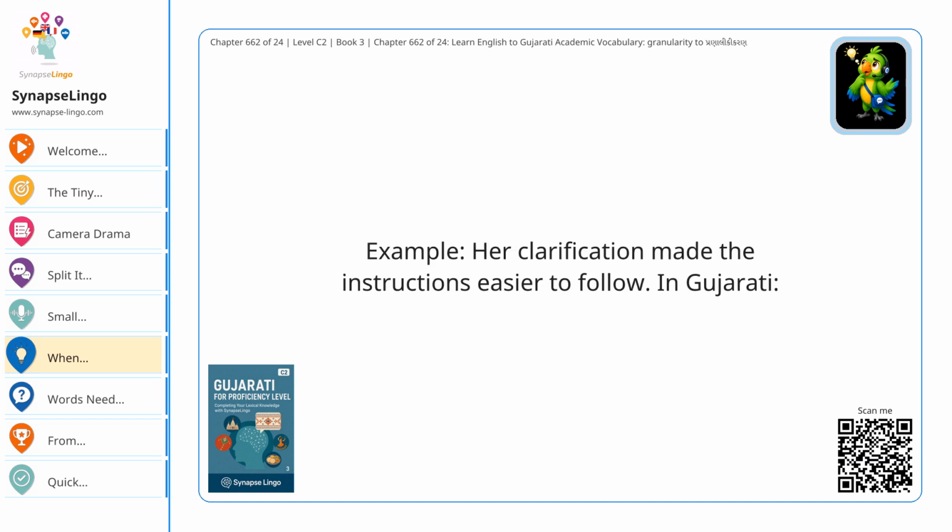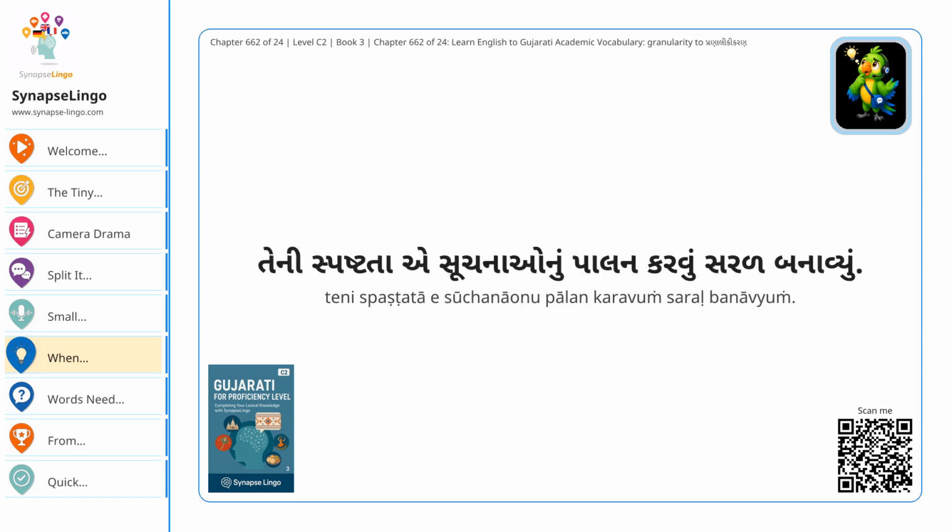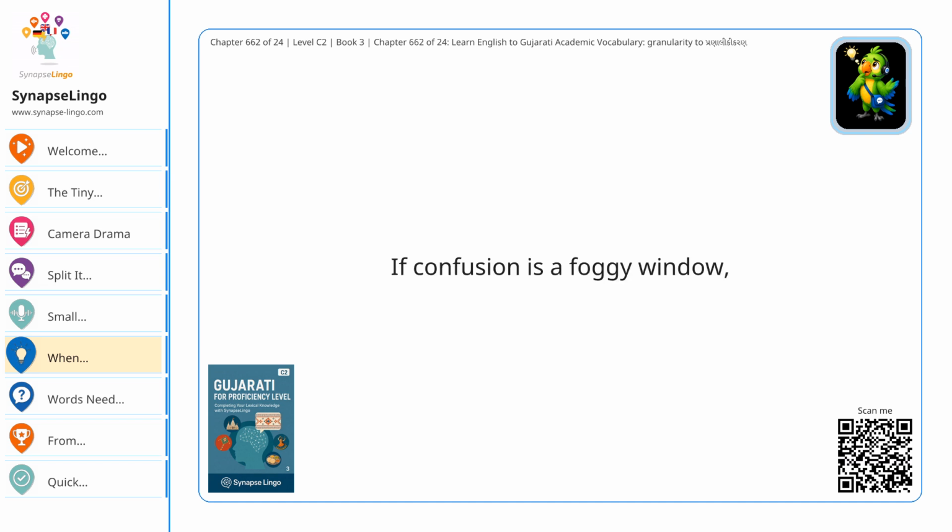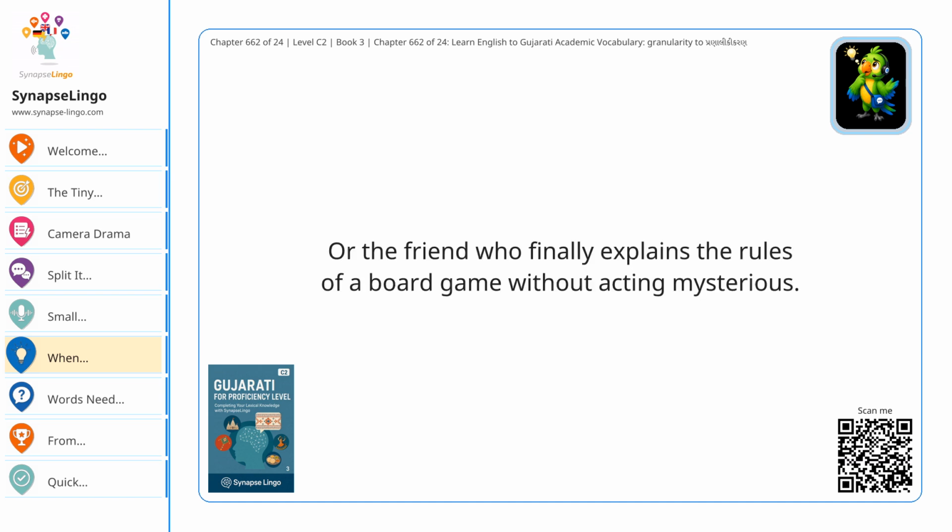Example: her clarification made the instructions easier to follow. In Gujarati: તેની સ્પષ્ટતાએ સૂચનાઓનું પાલન કરવું સરળ બનાવ્યું. If confusion is a foggy window, સ્પષ્ટતા is the cloth that wipes it clean. Or the friend who finally explains the rules of a board game without acting mysterious.